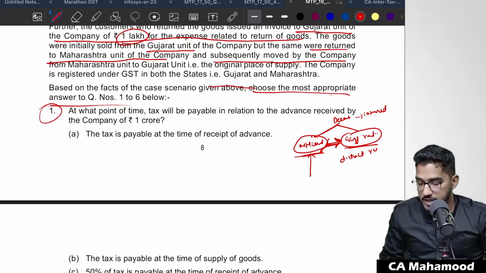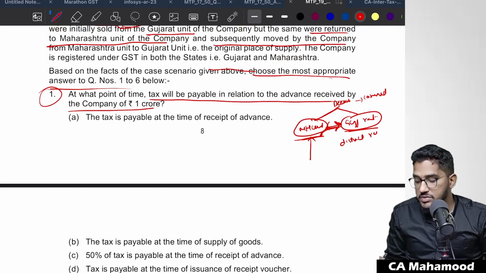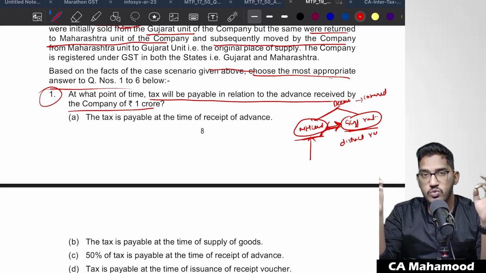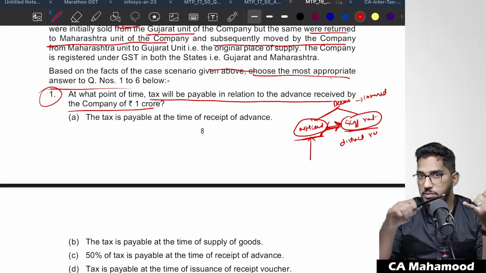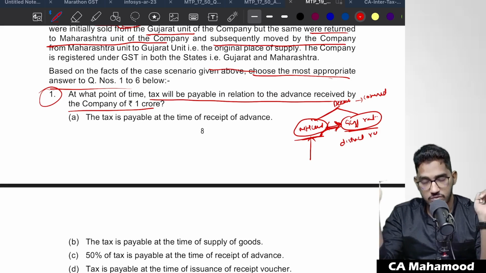What does question number 1 say? At what point of time will the tax be payable in relation to the advance received by the company of 1 crore? You tell me, in which month will it be paid: in the month of receiving the advance, or whenever the invoice has been given? When it comes to supply of goods, receipt of payment becomes immaterial. Time of supply will be decided on the basis of the invoice or the due date of issuing the invoice.